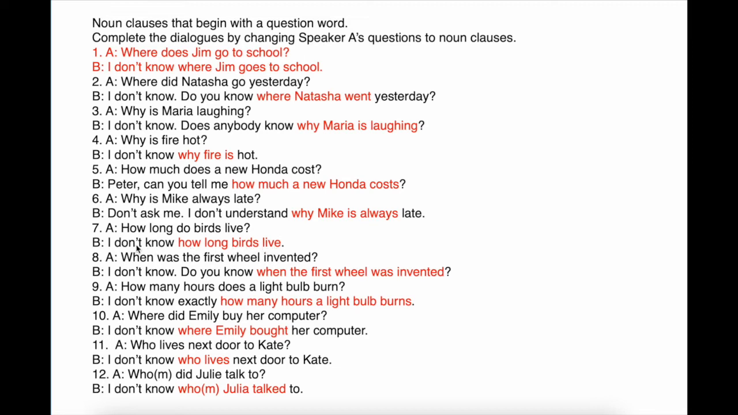Noun clause, main clause. When was the first wheel invented? Information question. I don't know. Do you know when the first wheel was invented? Noun clause. How many hours does a light bulb burn? I don't know exactly how many hours a light bulb burns. Where did Emily buy her computer? Information question in simple past. I don't know where Emily bought her computer.